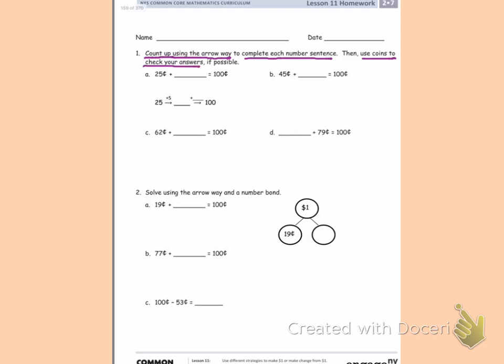Item A says 25 cents plus blank equals 100 cents. If we use the arrow way to count up, we should be able to figure out this answer. You can see they started it for you. They wrote 25 here. They added 5 to that. That gets me to the next 10, or 30. And in order to get from 30 to 100, I know that I need to add 70 cents. Because 3 tens plus 7 tens is 10 tens, or 100.